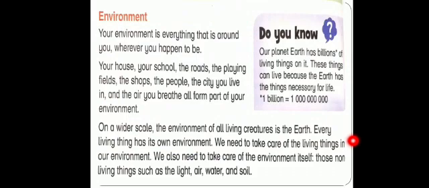And there are some living things in the environment and also some non-living things. What are living things? Like the plants, the animals, the human beings, the microorganisms, means the organisms which are very small, and we use the microscope to see them. These are the living things. And what are the non-living things in the environment? Like the air, the water, soil, light. These are the non-living things in the environment. We have to take care of living and non-living things in the environment.